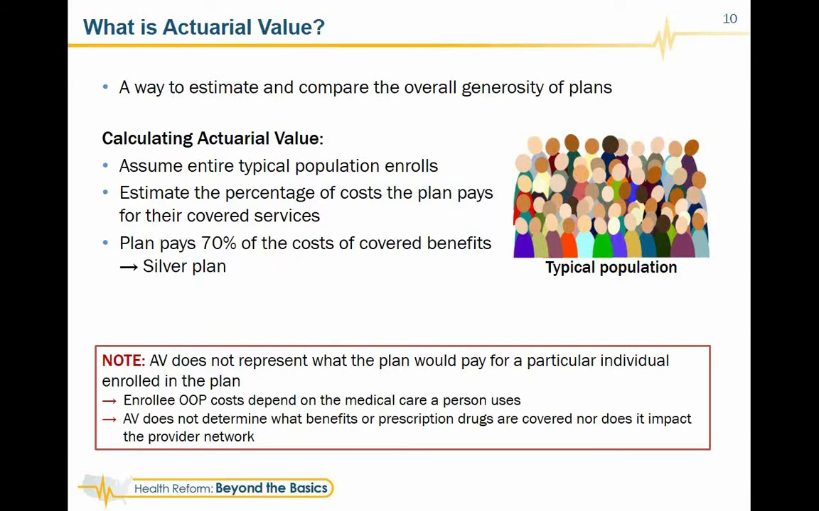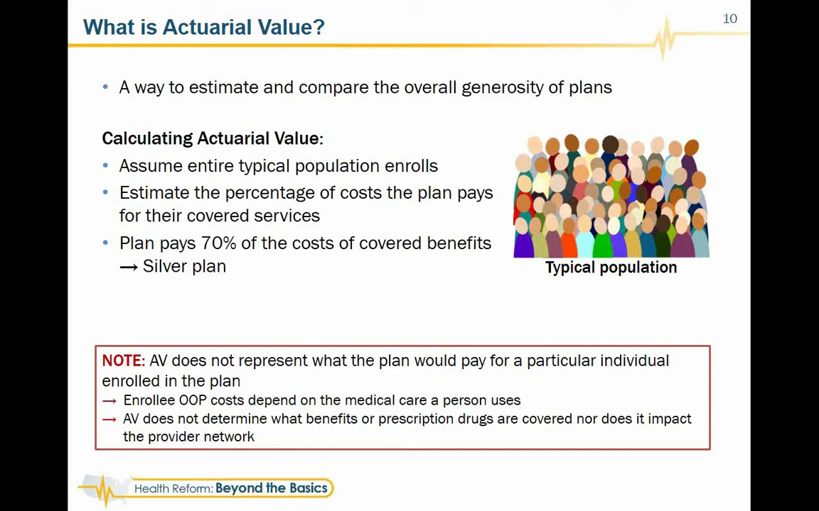So the way that actuarial value is actually calculated is that you assume this entire population, we have a little fake population over on the right side of the slide, enrolls in a plan. You estimate the percentage of cost that the plan would pay for that population's covered services, and if the calculation is 70% of the cost of covered benefits, then the result is that this is a silver plan that we're looking at. And you can use actuarial value to compare one plan with another plan and how those plans cover the same population. And that's how you get a sense of how generous the plan coverage is.